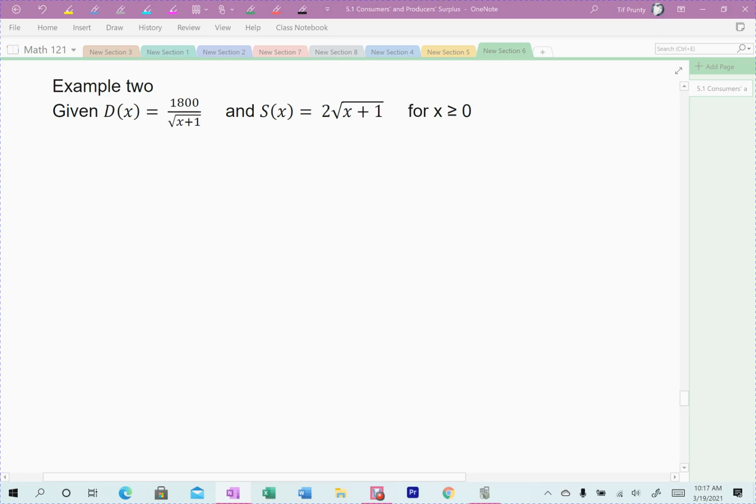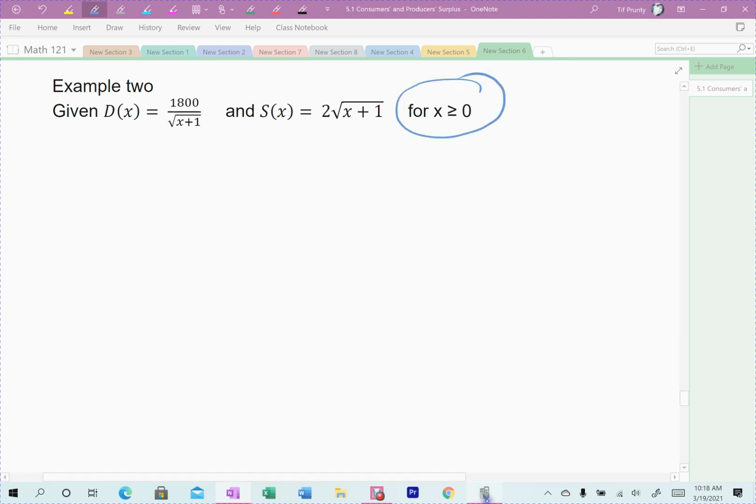The last example for demand and supply. Suppose I've got the demand function, which was 1800 divided by the square root of x plus 1, and the supply was 2 times the square root of x plus 1. This one would actually be very hard to solve by hand, which is why we do these all in the calculator. You have a graphing calculator, it's a tool you're allowed to use. They tell you that it is only in the positive quadrant.